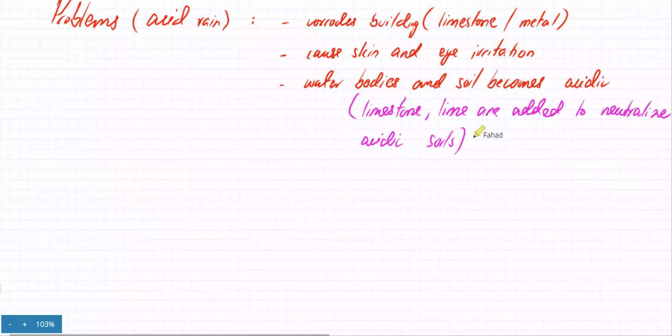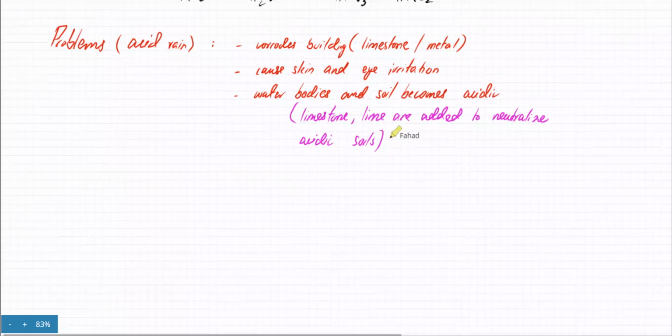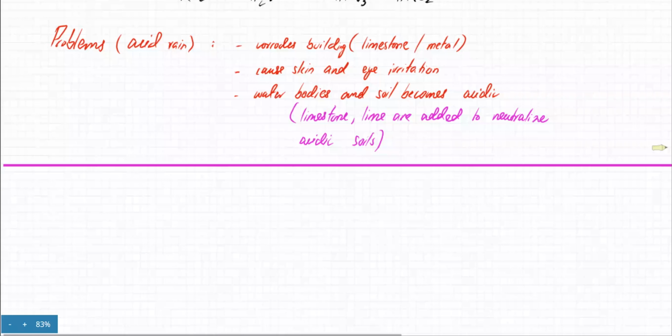So these are the problems that are associated with acid rain. Then what other pollutants are there? There's a pollutant which is lead oxides. Number four. Remember lead oxides. This causes mental retardation.